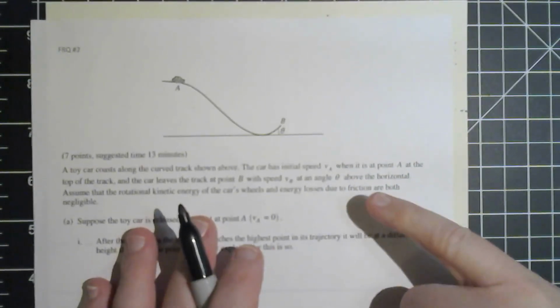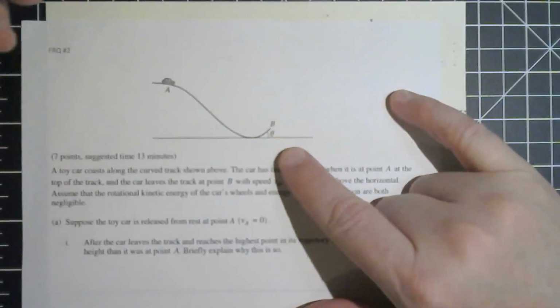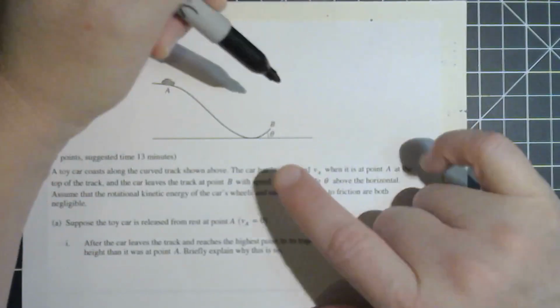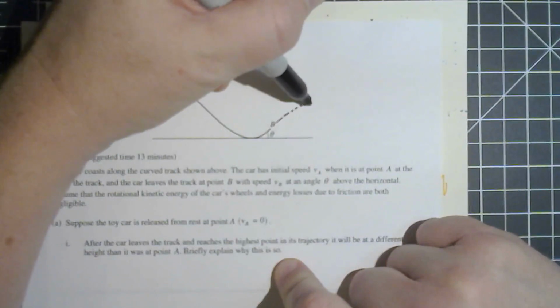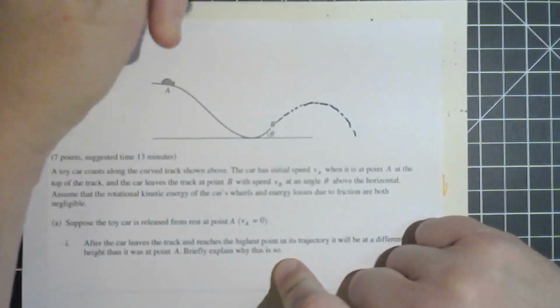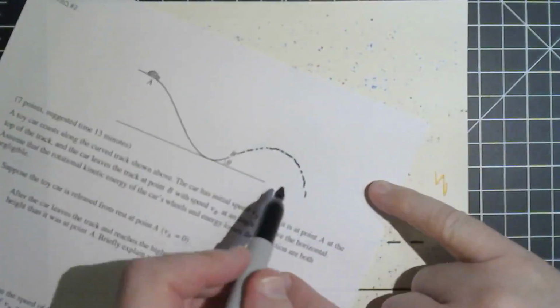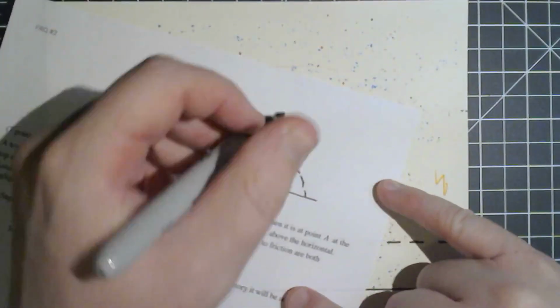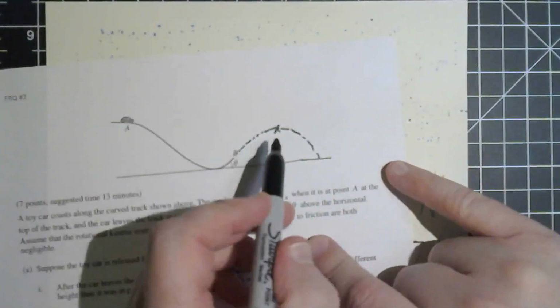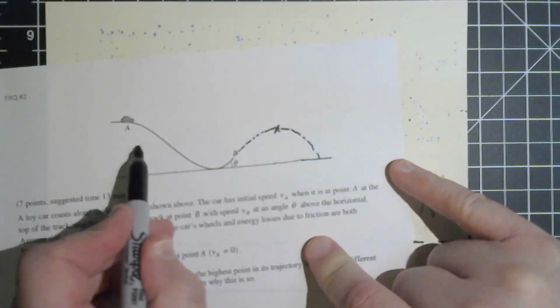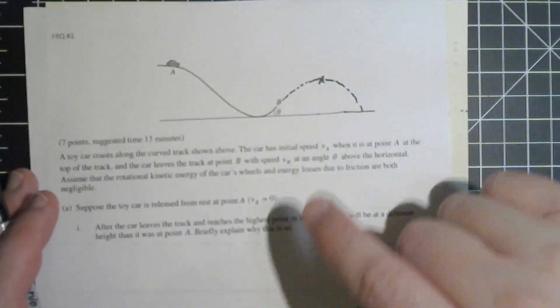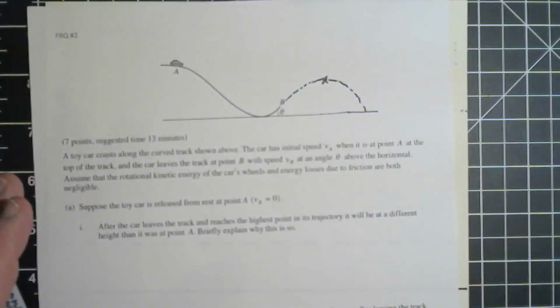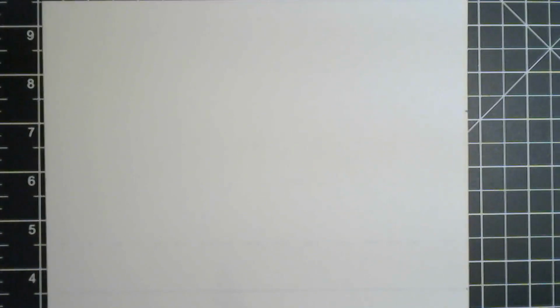And so if you look at the problem up here, let's just sketch on this diagram. Whenever this thing launches, it's going to fly up in the air, and the highest point in its trajectory, which is right up here at this x, is going to be at a lower elevation than point A. That is a statement in the problem, and we need to try to explain why that's true. So let's think about this for a second.